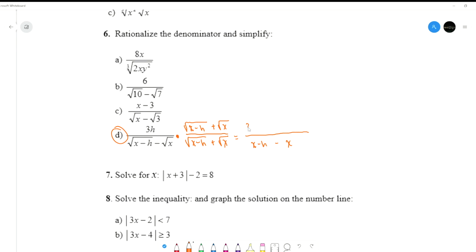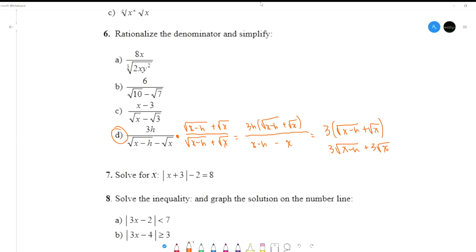And in the numerator, I'm not going to distribute this, but you see how in the denominator the x's cancel out? So the h's cancel out, right, with the numerator. So it's just 3 times radical x minus h plus radical x. You can leave it like that or distribute it. So you can write it as this as well. Whichever one, both should be acceptable. Okay.